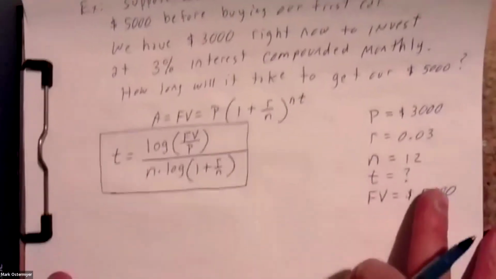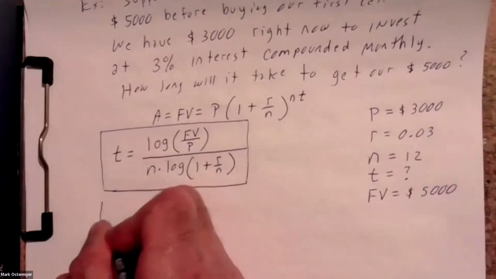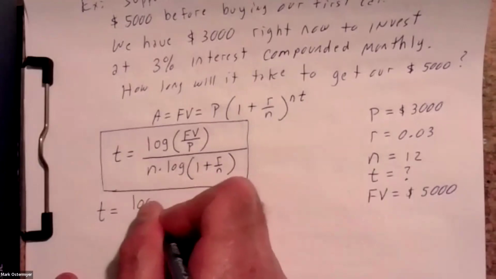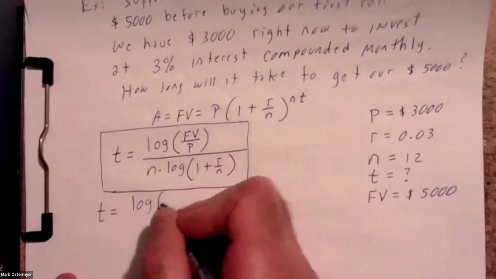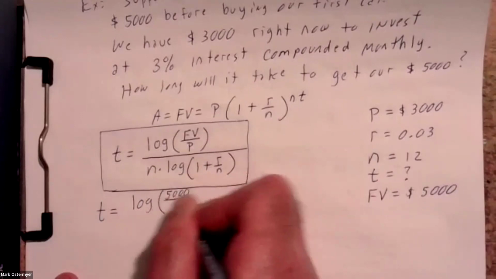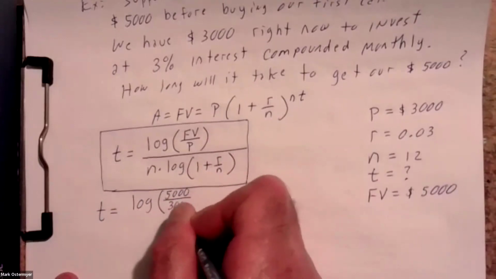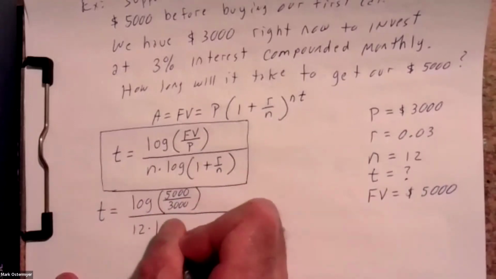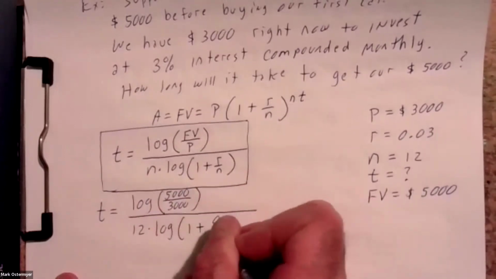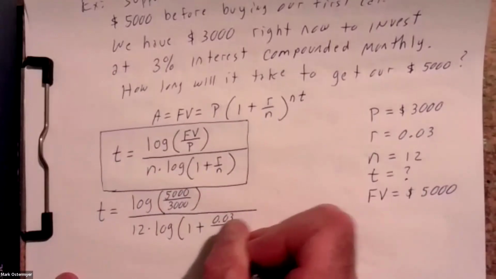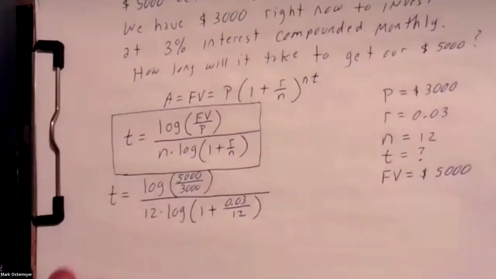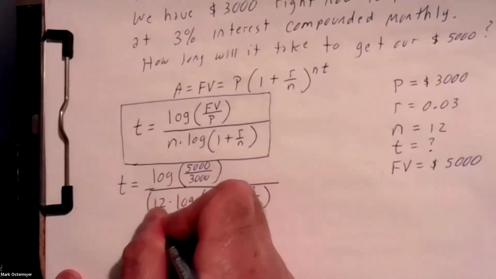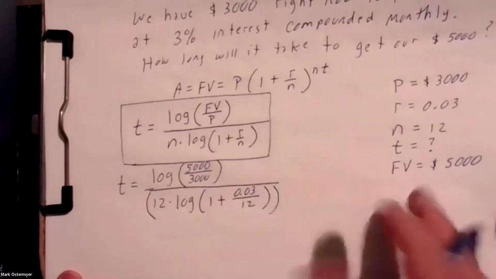All right, so ladies and gentlemen, we're going to use this formula here. The time required for our money to grow from 3 grand to 5 grand is going to be log of the future value, $5,000, divided by the principal, 3,000. And that's all divided by n, which is 12, times log of 1 plus the interest rate, 0.03 divided by 12. Now, how do we type this all in on one line? For one thing, I would strongly recommend you enclose your entire denominator within parentheses.